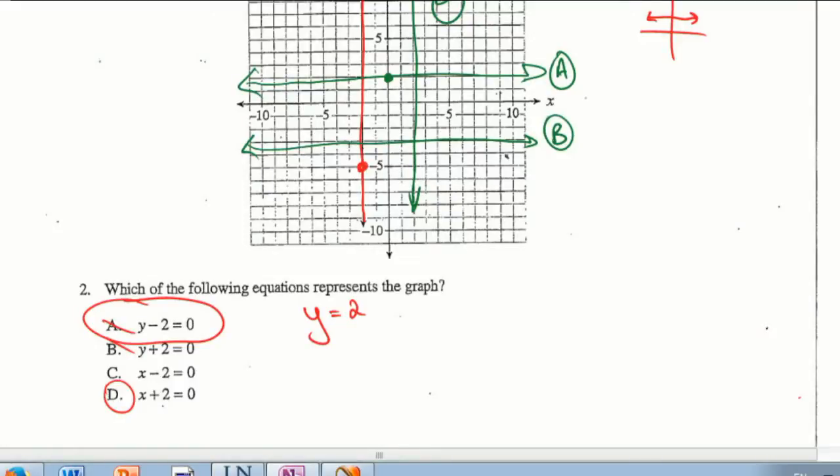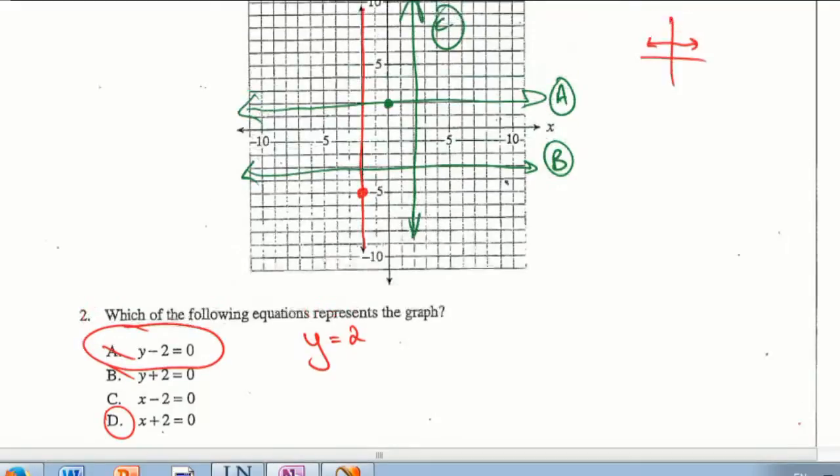I'm not sure that there's an easy way to understand that. You don't have a y-intercept because you only have an x term. Not sure. Maybe eliminate the ones you do understand and go from there.